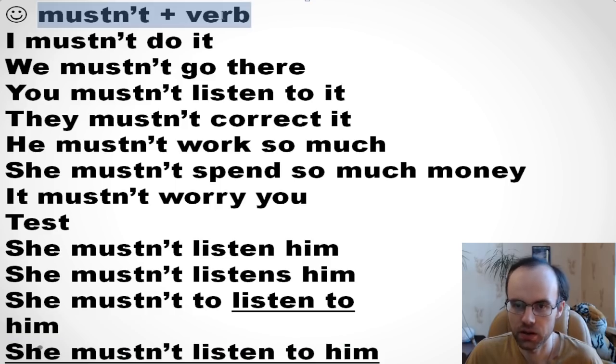Good. Mustn't plus verb. I mustn't do it. We mustn't go there. You mustn't listen to it. They mustn't correct it. He mustn't work so much. She mustn't spend so much money. It mustn't worry you. Test. She mustn't listen to him.